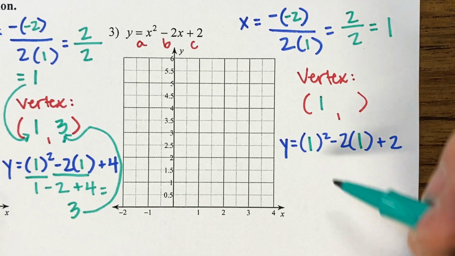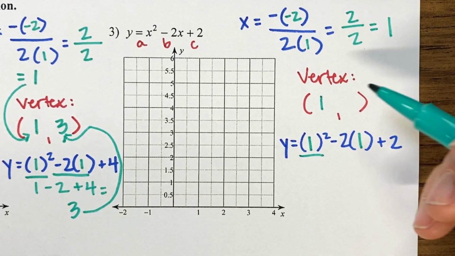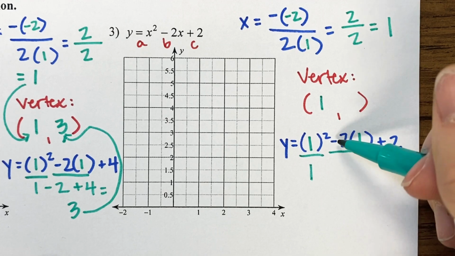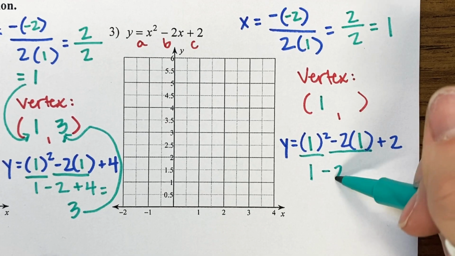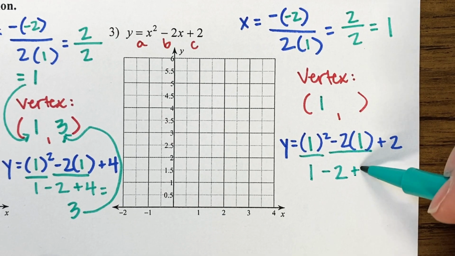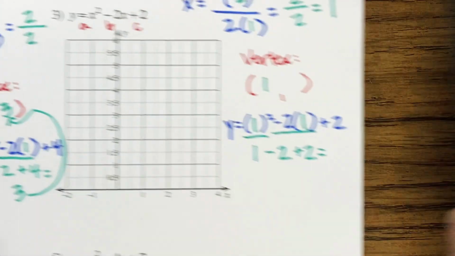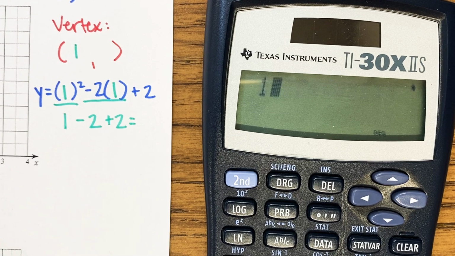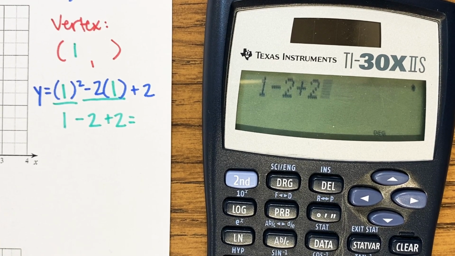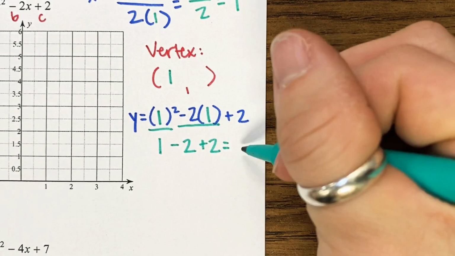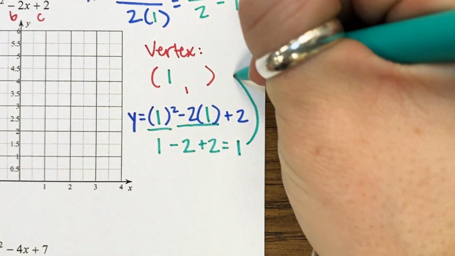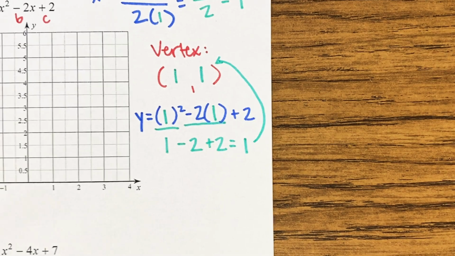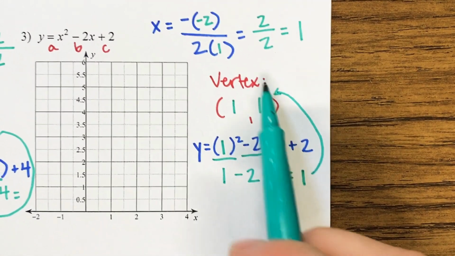Okay, so now we can solve it. What's 1 squared? 1 times 1 is 1. -2 times 1 is -2. And just put the +2 on the end. If you'd like, you can put this in your calculator. Okay, so I got 1 minus 2 plus 2. And that's going to give me positive 1, which is the y part of my vertex. Okay, so we found our vertex.